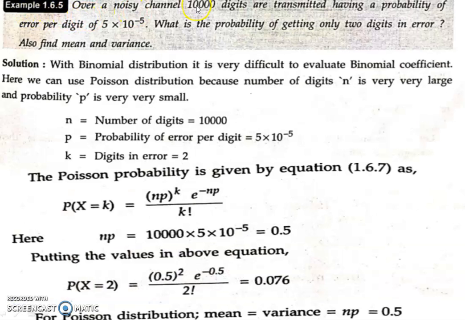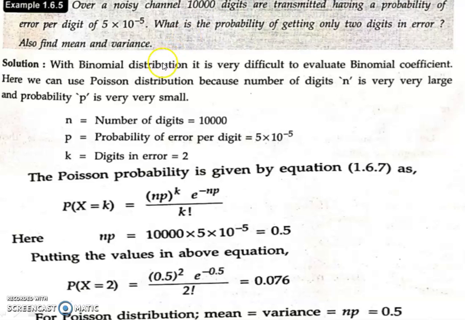Over a noisy channel, 10,000 digits are transmitted, having a probability of error per digit of 5 into 10 power minus 5. What is the probability of getting only 2 digits in error? Also find mean and variance. Here in this problem, you can see that the number of noisy channel digits are 10,000. Hence, we can go with Poisson distribution instead of binomial distribution.